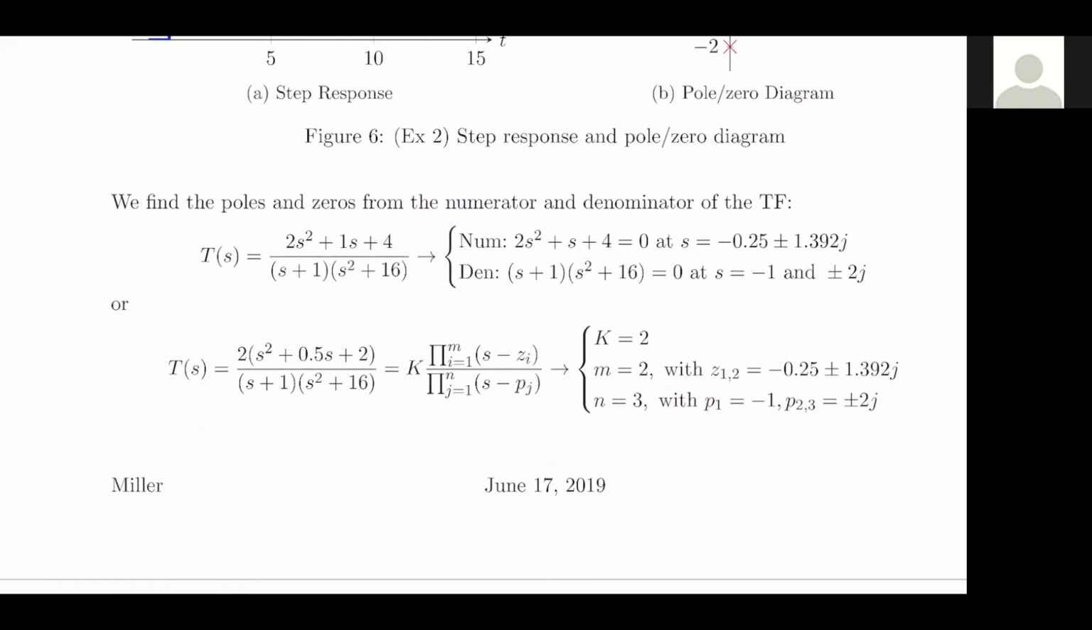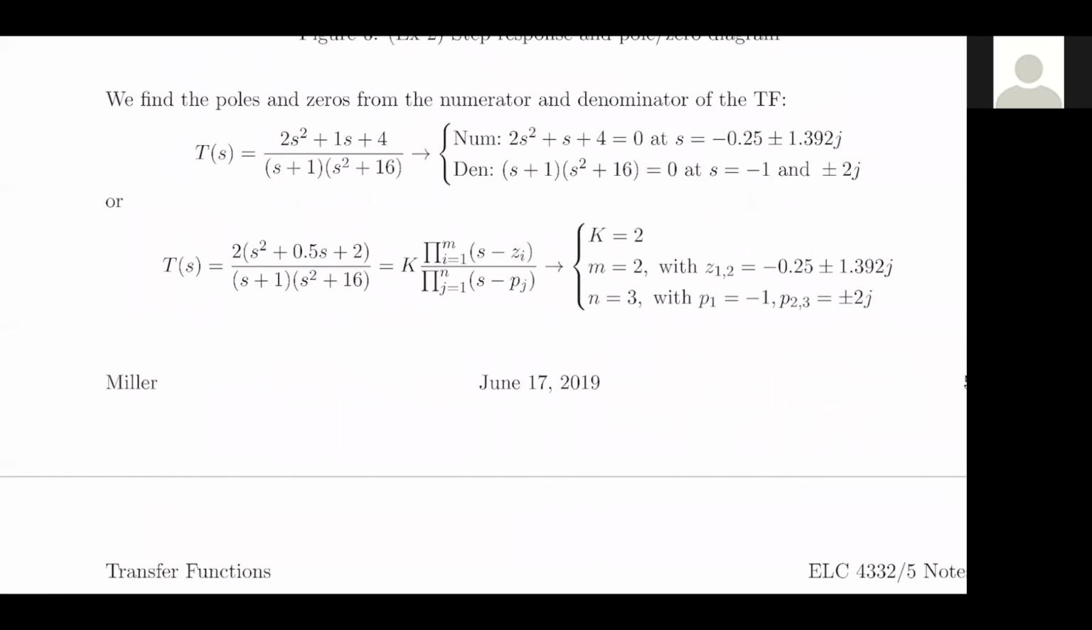So in this case, if I asked you for the order of the numerator, the numerator is 2s squared plus 1s plus 4, you can find the roots. That would give you the zeros. This would be a second order. There should be 2 zeros because it's a second order polynomial. This one, there should be 3 poles because it's a third order polynomial. And you have the pole locations that you can find by taking the roots. If you factor this into the correct form, you see that k is equal to 2. We know that the order of the numerator is 2. We have the zeros. The order of the denominator is 3. We have the poles.